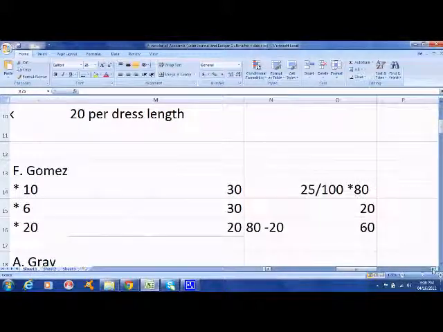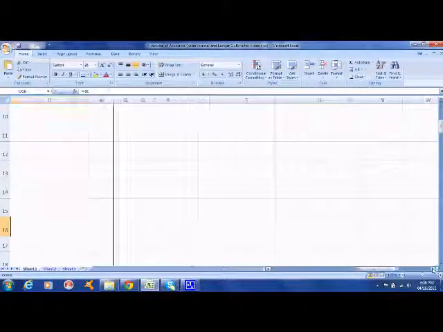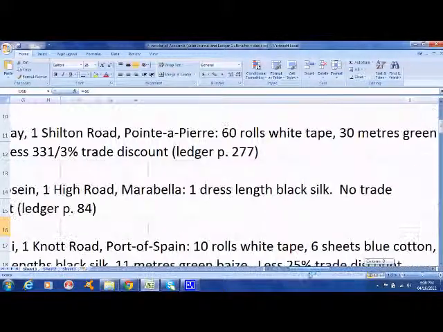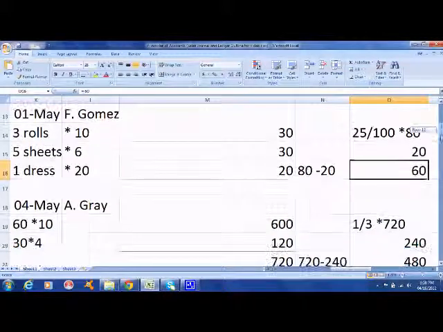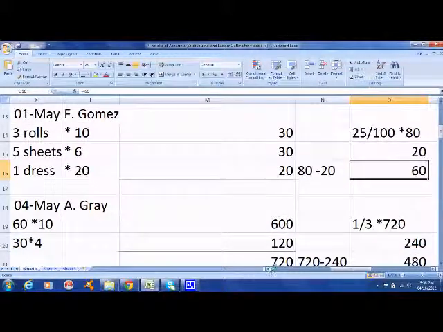Then you're going to find 25% of the 80, because I said less trade discount of 25%. So 25 over 100 times 80 would be equal to 20, right? And then this 20 now, you minus it from the 80. This 60 figure now will go into your sales journal, which is below this workings. Alright, let's just go to the other workings as well.